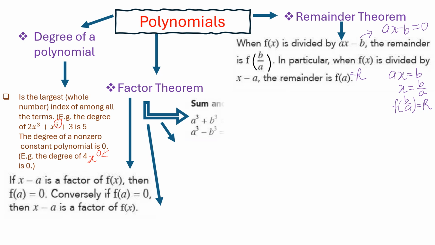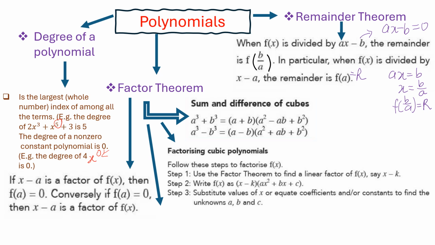And in the factor theorem, we also need to learn the sum and difference of cubes. Because you need to learn how to factorize a cubed plus b cubed. That is called sum of cubes. A cubed minus b cubed, that is called difference of cubes. And we need to learn how to factorize cubic polynomials, as shown on the screen there. Different steps to do it.